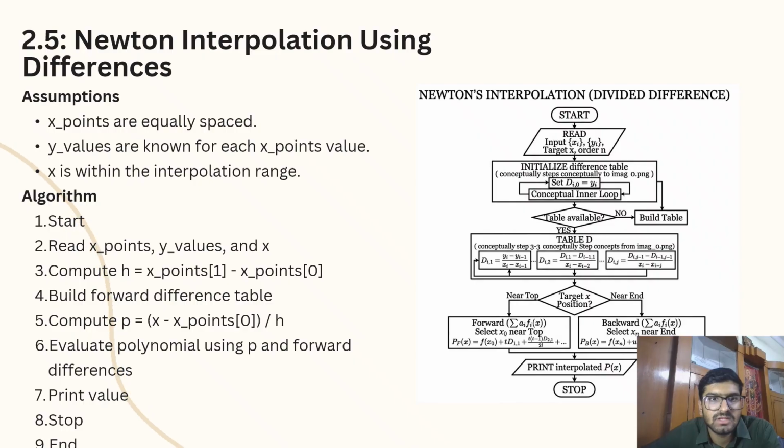The fifth method is Newton interpolation using difference. The assumptions here are x points are equally spaced and y points are known for each value. X is within the interpolation range.